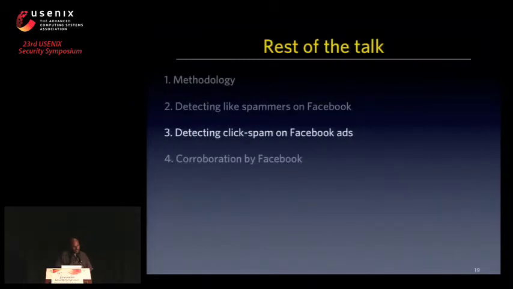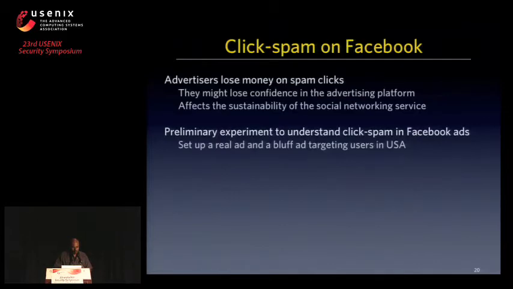Now, let's jump into the second application of our technique. Now that we can catch like spam, let's look at how we can apply this anomaly classifier to detect click fraud on the Facebook ad platform. I'll jump into a bit of motivation here, but you've already heard about click fraud from the previous talk. The main problem is that advertisers lose money on spam clicks. If this happens, they might lose confidence in the advertising platform, and this affects the sustainability of the social networking service, in this case, Facebook.